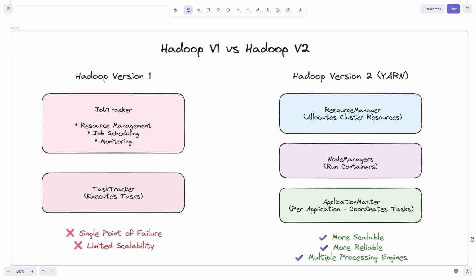Why is Yarn better? This architecture removes the single point of failure. It improves scalability and allows multiprocessing in parallel. This makes Hadoop more flexible and powerful. HDFS handles storage, MapReduce handles processing, Yarn manages resources. Together, they allow Hadoop to process large data reliably and efficiently.